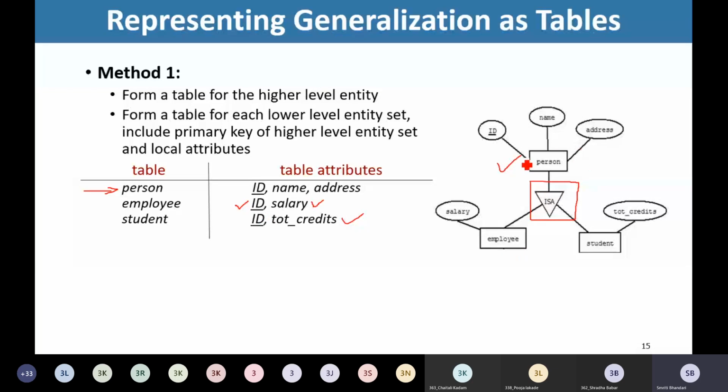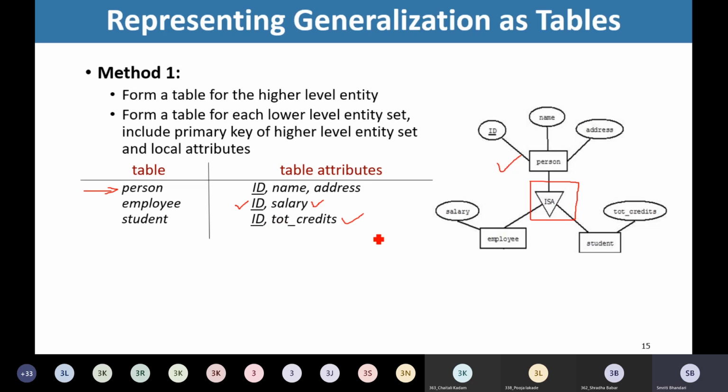Correct? So I may refer once again to this person table and I can find out the name and address associated with the ID of the employee. Also, it is possible for me to find out the name and address of the student with the ID stored in the student table.